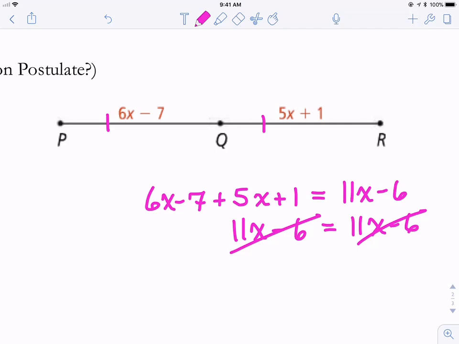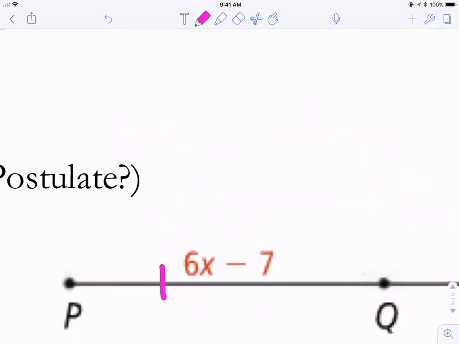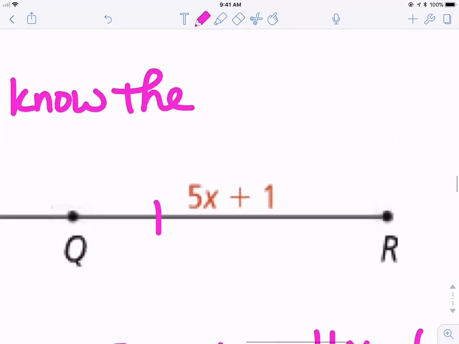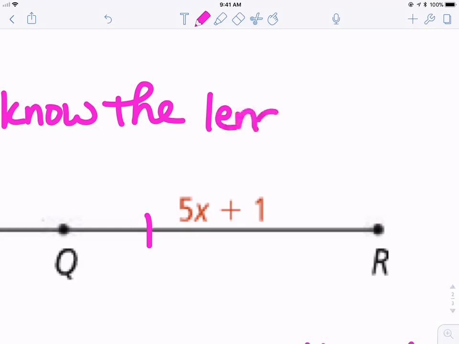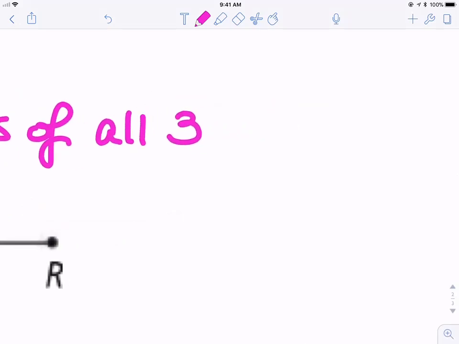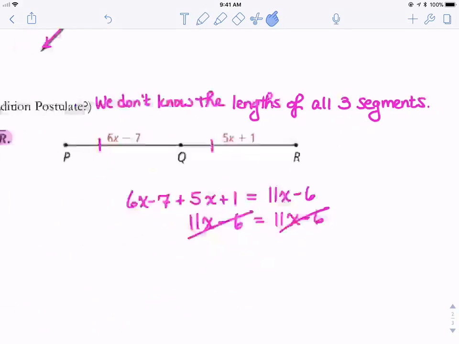So why is the segment addition postulate not helpful here? Well, it's because we don't know the length of all three of the segments. We have to have an expression or a number for all three parts. So we have to be able to do the two small ones add up to the big one. So if not, then we're kind of stuck.